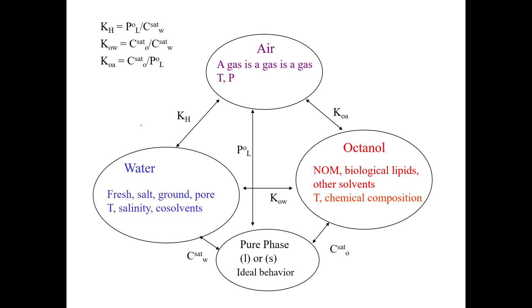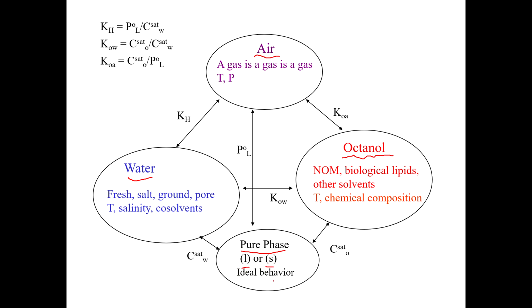Okay, so here's an even more simplified version of the world, and you're going to see this slide over and over again as we go through the class. Here I have divided the world up into 4 compartments. We have the air, we have the water, we have all the things that we're going to lump under a heading called octanol, which includes natural organic matter, biological lipids, solvents, all those kinds of things. And then you have the pure phase of the chemical, which could be either a liquid or a solid.